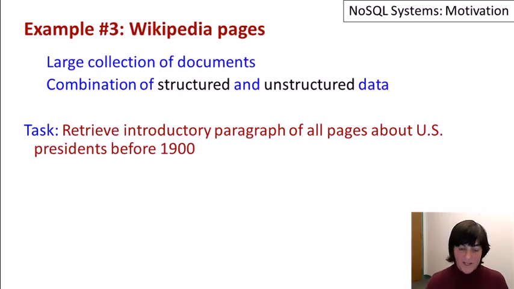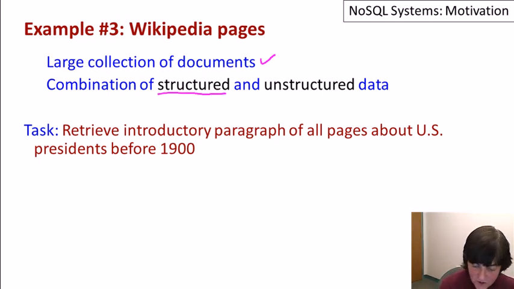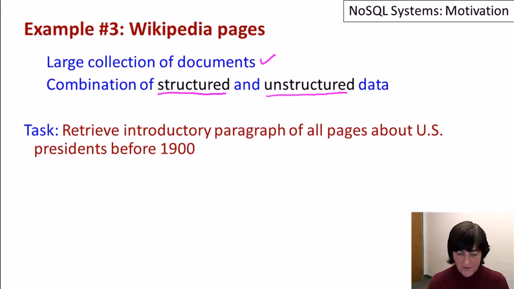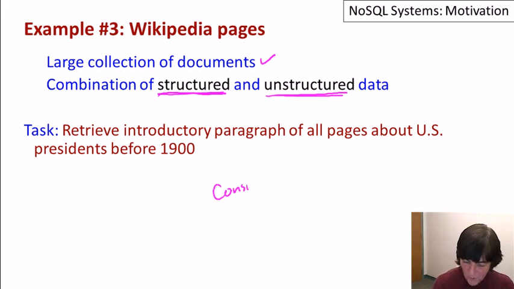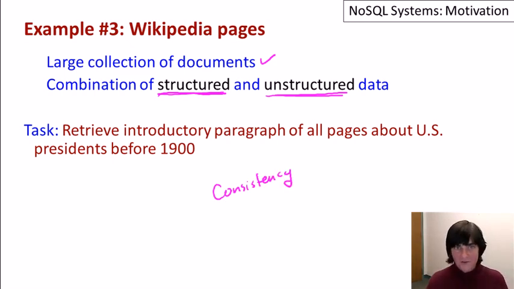And finally, my last example is Wikipedia pages. If you think of Wikipedia, it's a large collection of documents, extremely large, and inside each document, there's typically a combination of some structured data inside boxes that have, say, key value pairs, and then unstructured data, which might be fairly large volumes of text. A type of task we might want to do is, say, retrieve the first paragraph, the text paragraph, in all pages where we look in the structured data and find out that the page is about a United States president, say, before 1900. Clearly, this is not very suitable for loading into a relational database and querying in that fashion, again, because of the mix of structured and unstructured information. And again, once more, consistency is probably not critical in this environment as well.